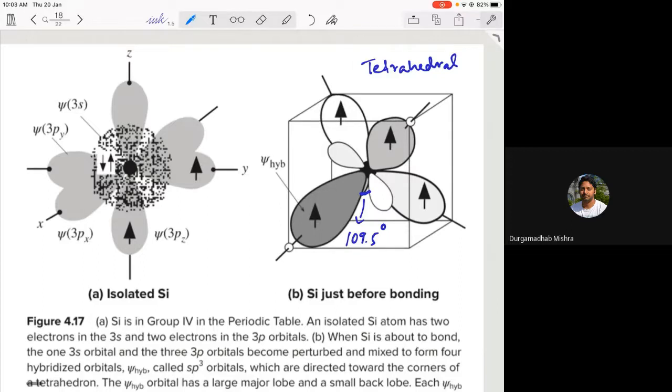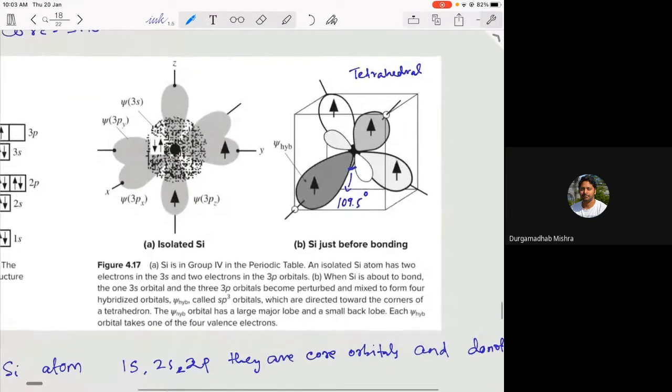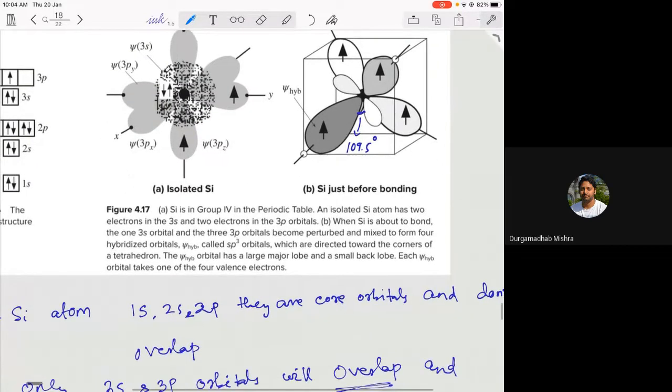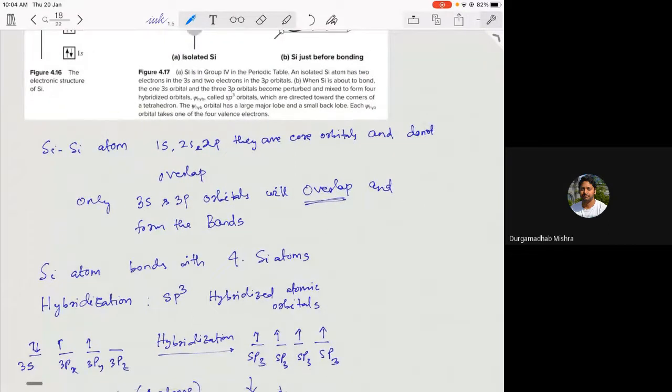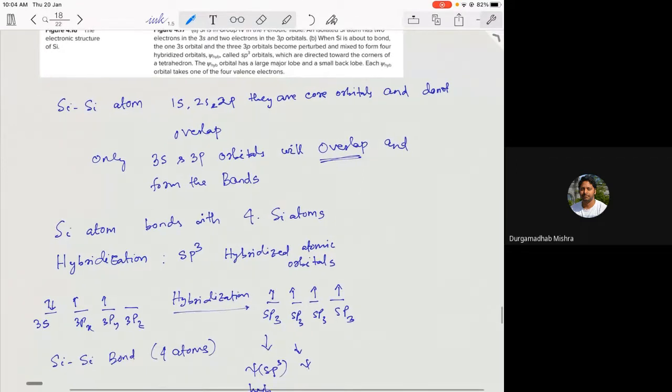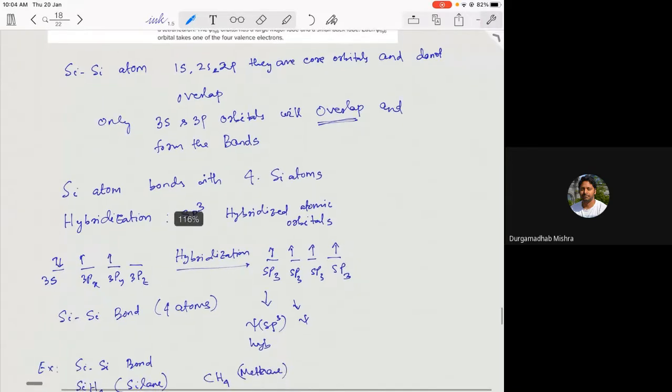That means each sp3 hybridized orbital is half filled, and they arrange themselves in a tetrahedral geometry with a bond angle of 109.5 degrees. This is what happens when silicon wants to form a bond with any neighboring atom. Due to these 4 hybridized orbitals, silicon can form a bond with itself, silicon and silicon. That is what happens in a solid, when you put all the silicon atoms together.